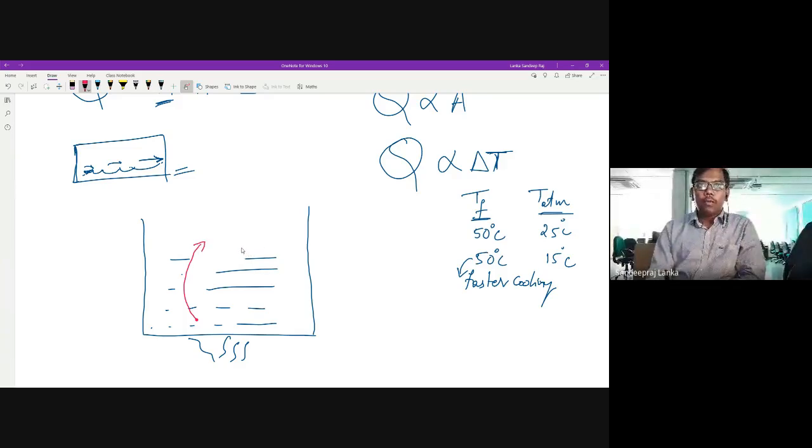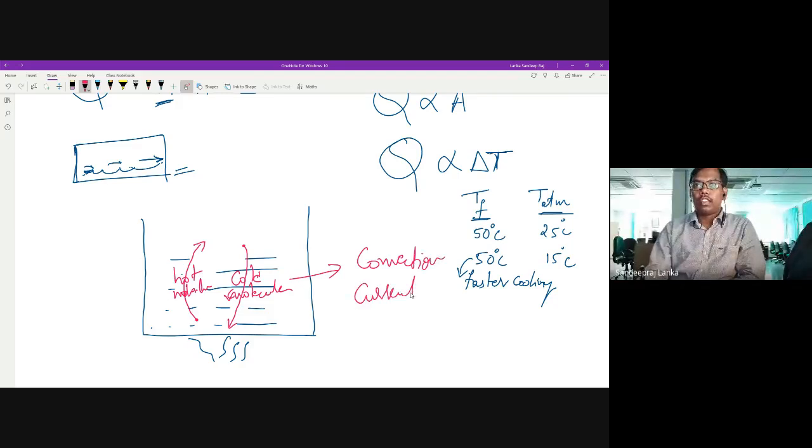The one at the top is cold actually. Because it is cold, it will try to come down. That is, high density particles will come down and the low density particles will try to go up. So this is a hot molecule going up and the cold molecule coming down. The process where the hot molecules go up and cold molecules come down is called your convection current. This is nothing but the convection happening.